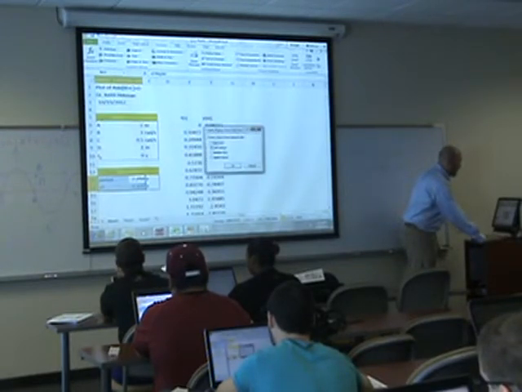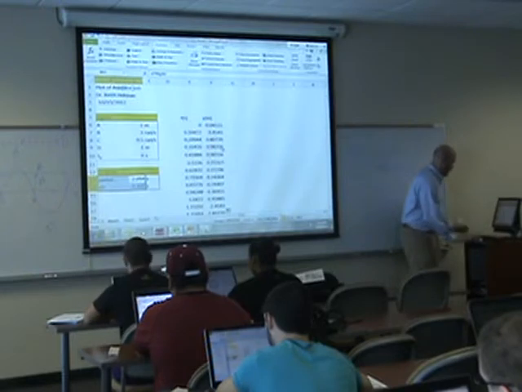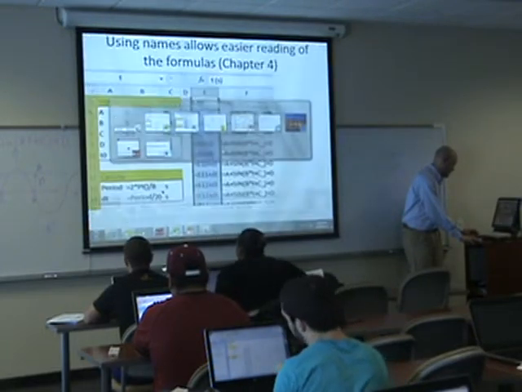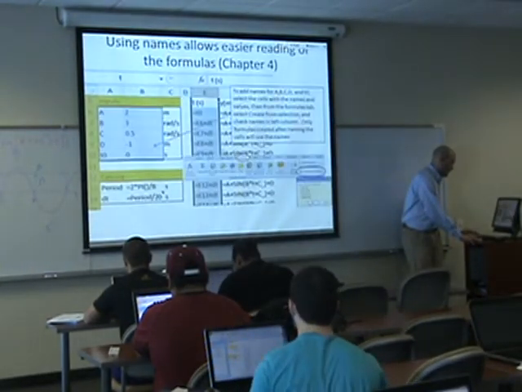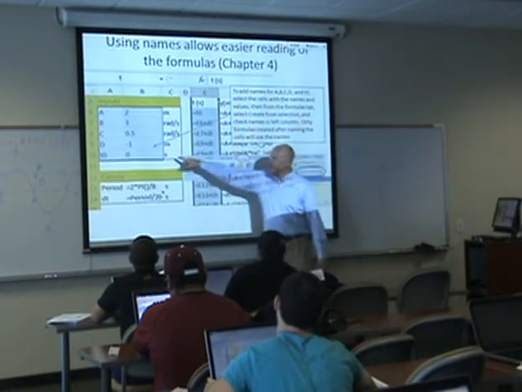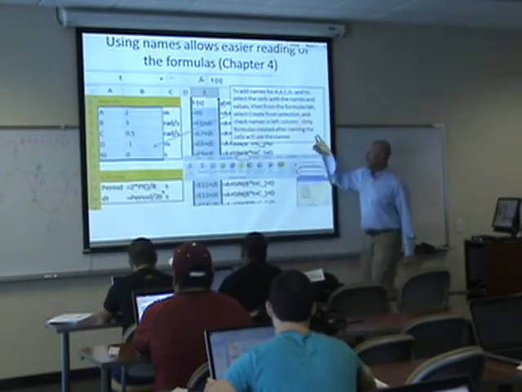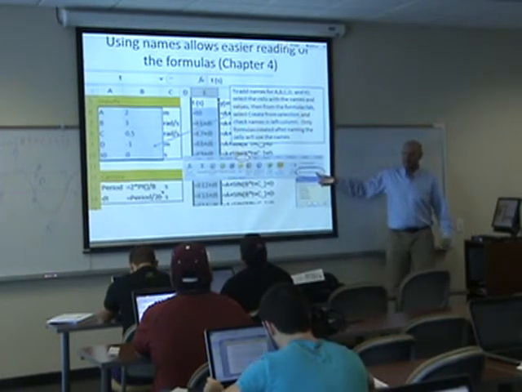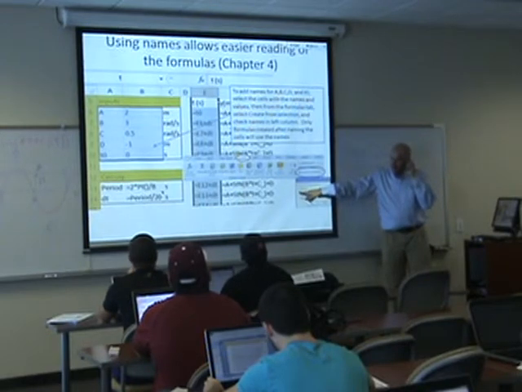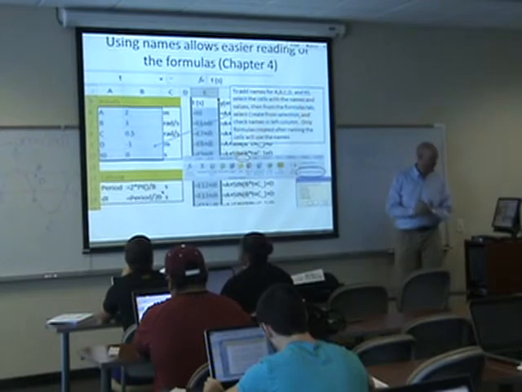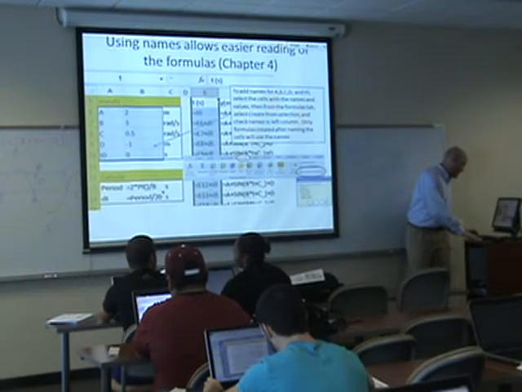Create from selection, left column. We're good to go. So now this is period, and that is DT. So what we did is we selected the range, and then under Formulas we did Create from Selection, and then we chose the left column because that was where the names are, and then clicked OK.